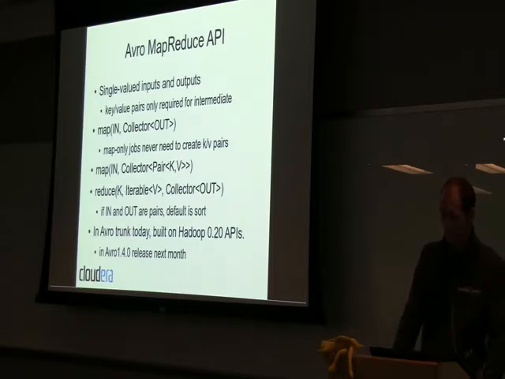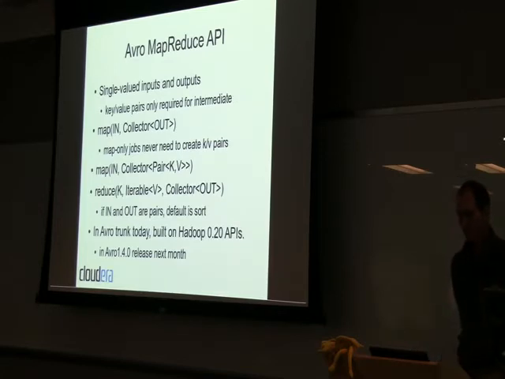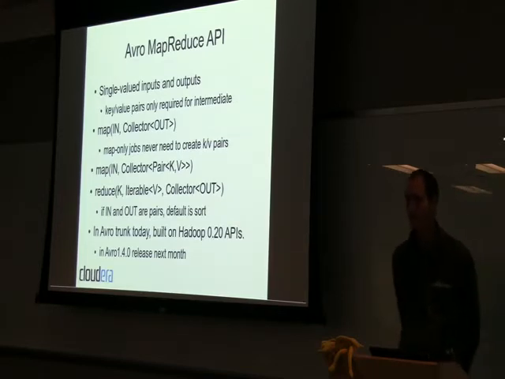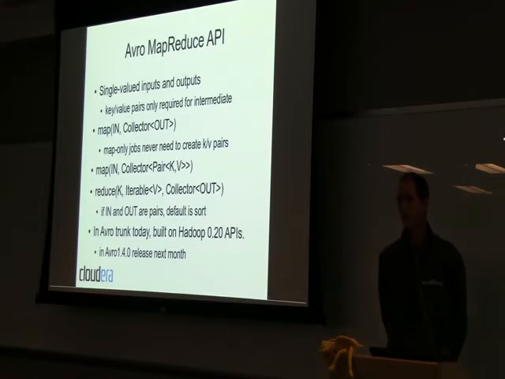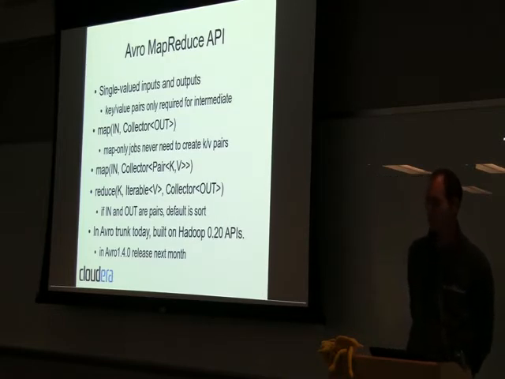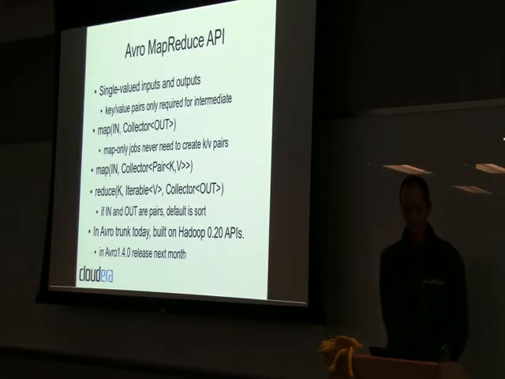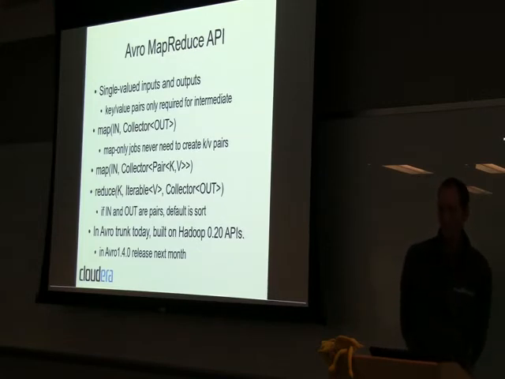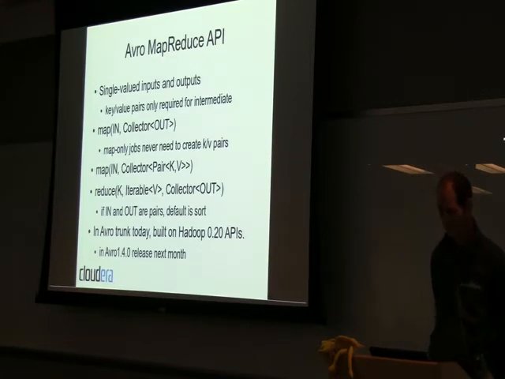So this API for Avro data files doing MapReduce is in Avro's trunk today. It builds on the Hadoop version 20 MapReduce APIs, which I think, I haven't tested this, but I believe it should work even on Hadoop 18. It doesn't use anything very exotic in the MapReduce APIs. And it should also work in 21 and 22 even, because the Hadoop 20 APIs are going to stay around for a while. And it should be released in Avro 1.4, which will come out next month.